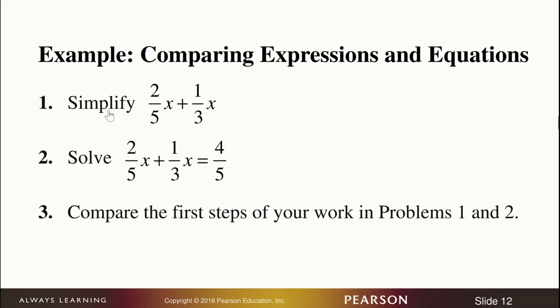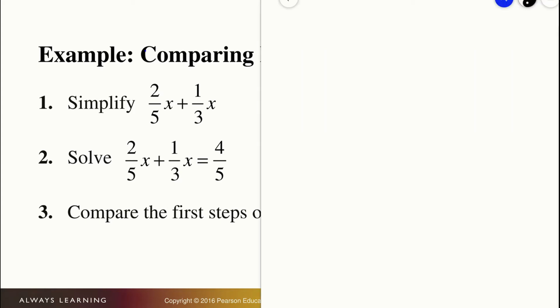So we want to go ahead and proceed with simplifying this expression, solving this equation, and then we'll compare the first step of the two problems. So the first one being an expression, I don't have the option of clearing the fractions. I have to deal with it. So basically, what I'm going to do is find the LCD, which happens to be quite simple in this case, right? Because these two numbers are prime. When you have two prime numbers, you want their least common multiple, just multiply them, right?